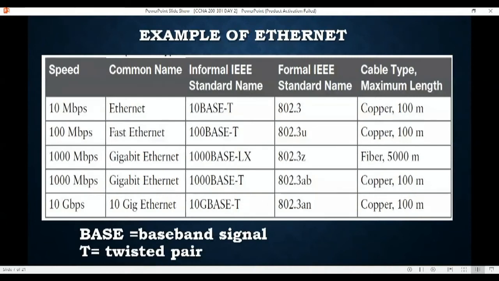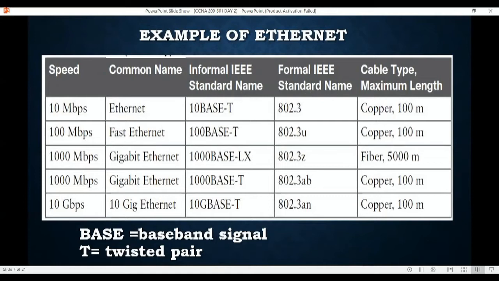Examples of Ethernet cable. We have Ethernet cable. When you look at this Ethernet cable, we have two: the fiber cables and the UTP cable. What is the meaning of UTP? UTP simply means unshielded twisted pair cable.